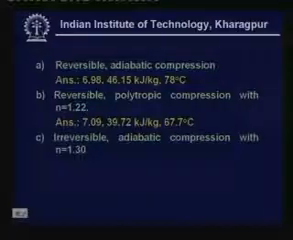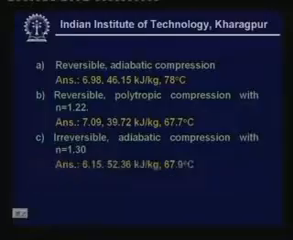For the third case of irreversible adiabatic compression with index n equal to 1.3, the COP is 6.15, enthalpy change is 52.36 kilojoule per kg, and the exit temperature is 87.9 degrees centigrade. Okay, thank you.